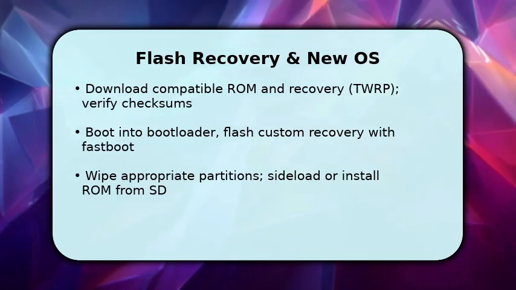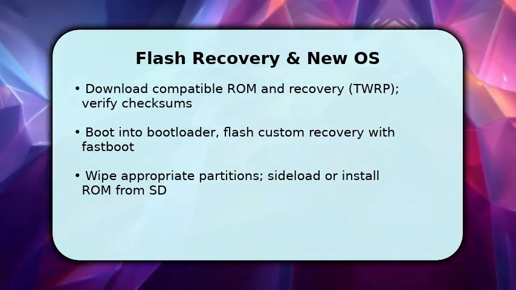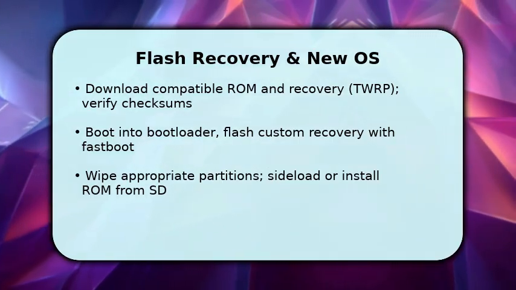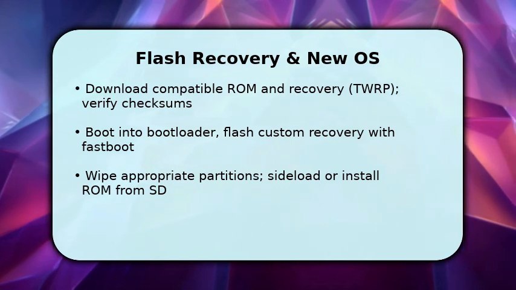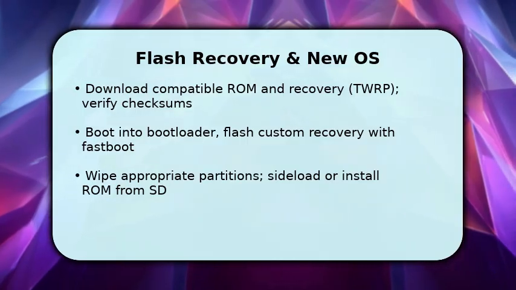Once recovery is installed, boot into it, make a Nandroid backup if possible, then wipe cache, Dalvik, and system partitions as instructed by the ROM. Finally, sideload or install. You finish by completing first boot setup and addressing problems.